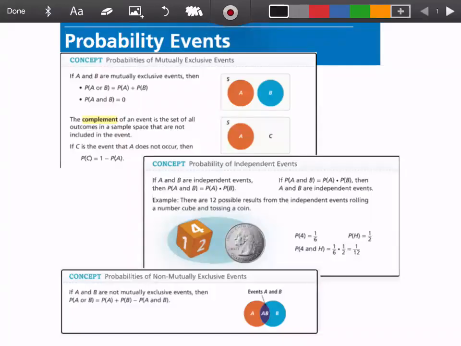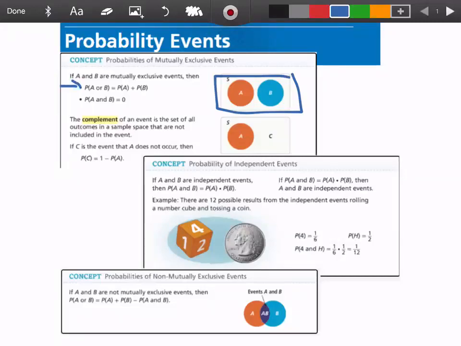This is our first lesson on probability. So to review some things you may or may not already know about probability, if A and B are mutually exclusive events, which means they're not going to occur at the same time, then the probability of A or B happening is equal to the probability of A plus B.